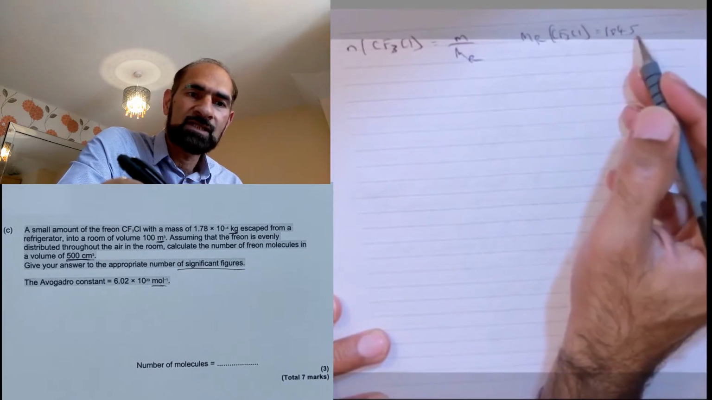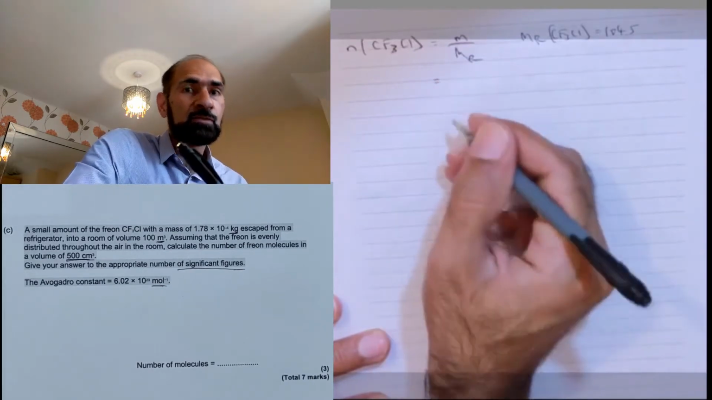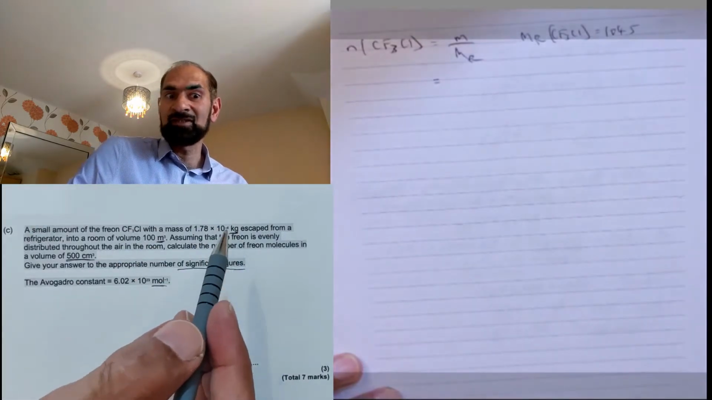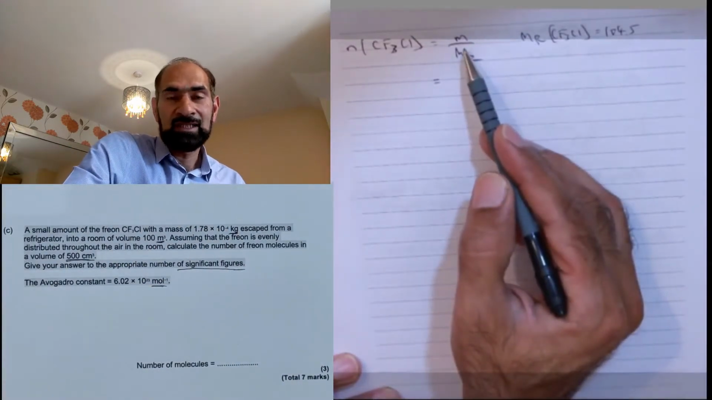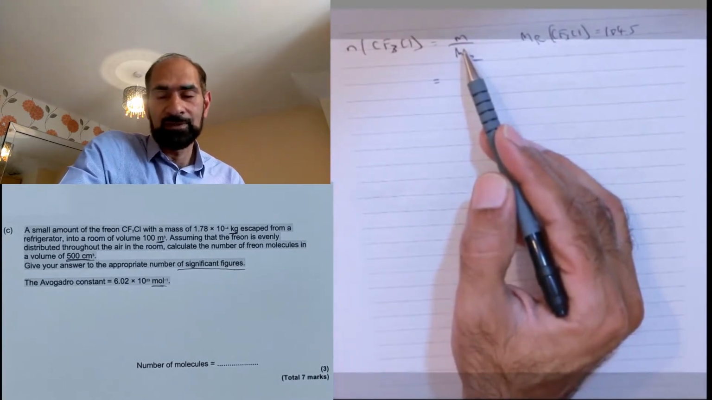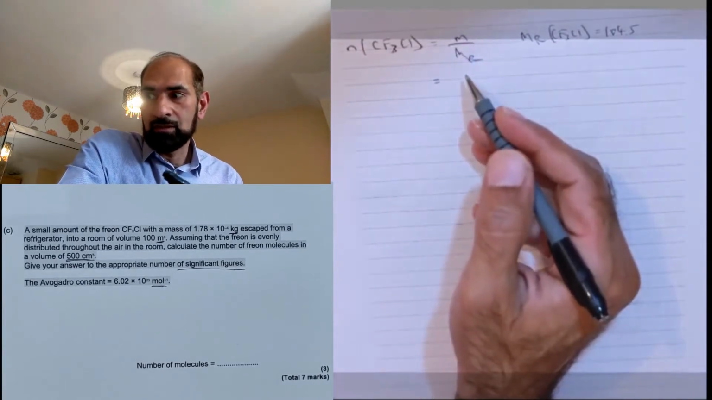So that's Mr. Mass, and this is where you need to be careful. Remember I said mass is in kilograms, but in this formula mass is actually in grams, so I'm going to change that into grams. So how do I change kilograms into grams?